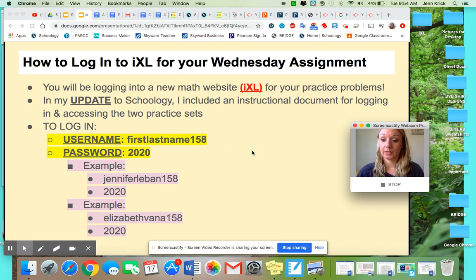To log in, your username will be your first last name 158, all lowercase letters, no spaces. And your password is 2020 for your graduating year. For example, mine would be Jennifer Laban 158, year 2020. Ms. Vanna's would be Elizabeth Vanna 158, 2020. When you get to the website, iExcel, and you log in, here's what you will see.